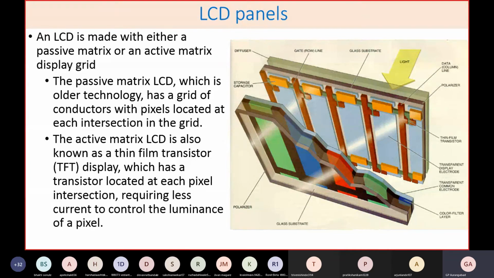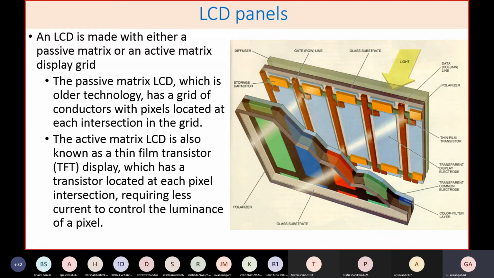Then nearer to the electrodes you will have a glass substrate, and on the glass substrate you will have two polarizing plates. One is vertically polarized, and the other is horizontally polarized. After these polarization plates, one side will be the backlight and the other side will be your front side, or what we call the display screen.